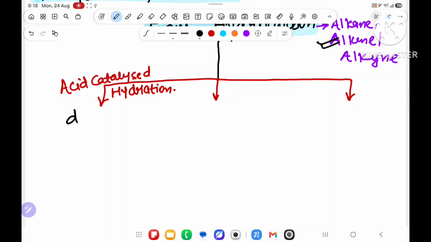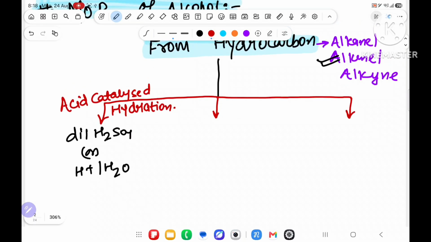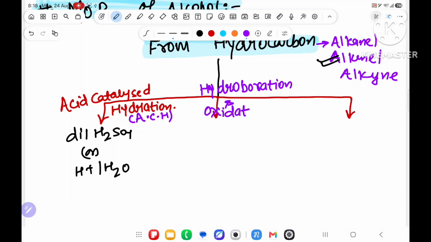Acid catalyzed hydration, we will use dilute H2SO4 or we will use H plus H2O. Short form ACH, acid catalyzed hydration. Second reagent is hydroboration and oxidation. Hydroboration and oxidation, a small short trick is HBO, hydroboration oxidation.